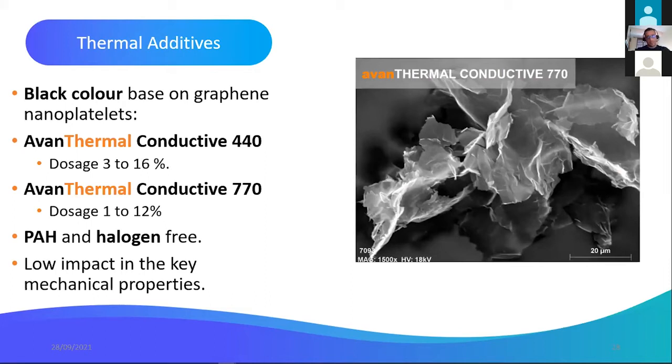In the case of the powder, a few words: it is black color, of course. The dosage is more or less between 2-3% and 16% to see an improvement in the thermal conductivity. As I said, it is halogen free and polyaromatic hydrocarbons free.